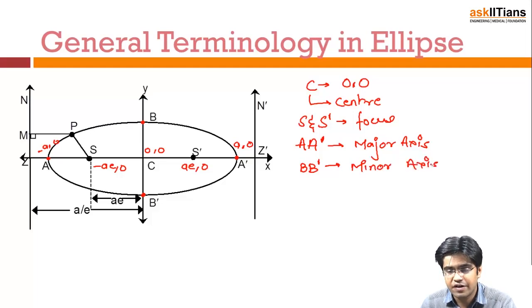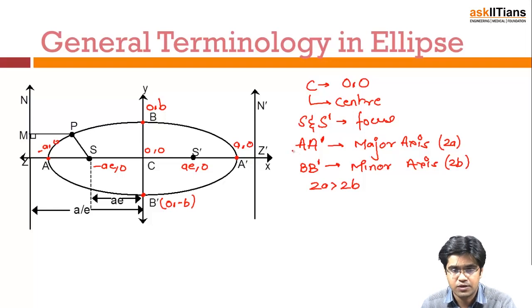Now how do you identify which axis is major and which axis is minor? Obviously, whichever axis is bigger, that is the major, and whichever is smaller, that is the minor. For example, major axis here is 2a, and the coordinate of this point B is (0, b), and the coordinate of this point B dash is (0, -b). That means the length of minor axis is 2b. Now if 2a is greater than 2b, then AA dash is major, or vice versa.